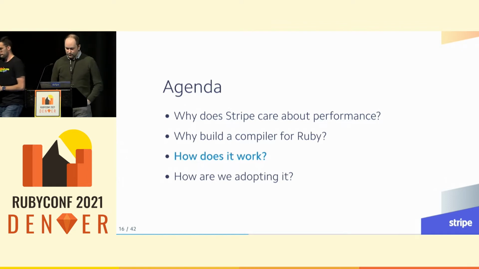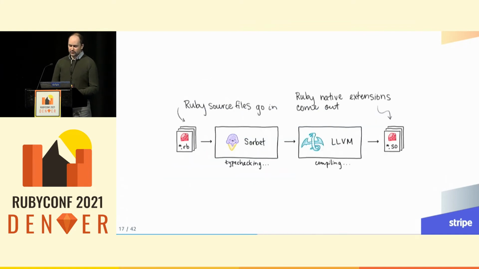Thanks, Jake. So yeah, as Jake mentioned earlier, the Sorbet compiler is made up of two main components, which are the Sorbet type checker and then a code generator that's developed using LLVM. So just to get a sense for what Sorbet looks like when you add it to a Ruby program, let's run through a really quick example.